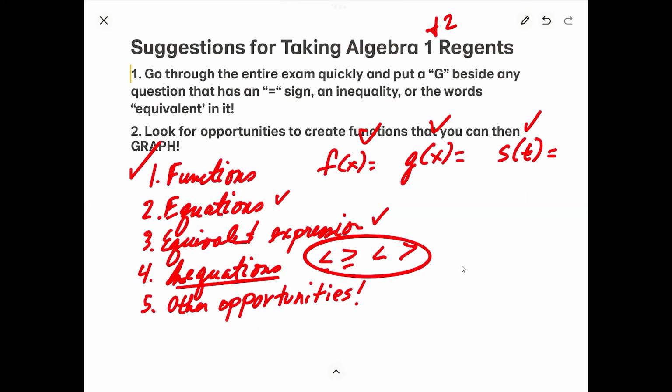What I want them to do, the very first thing after they've signed their name on the test booklet and opened it, is not try to answer any question. I want them to go through, look for every function, every equation, every equivalent expression, every inequality, and put a G beside it. So watch, I'm going to show you exactly what I mean.